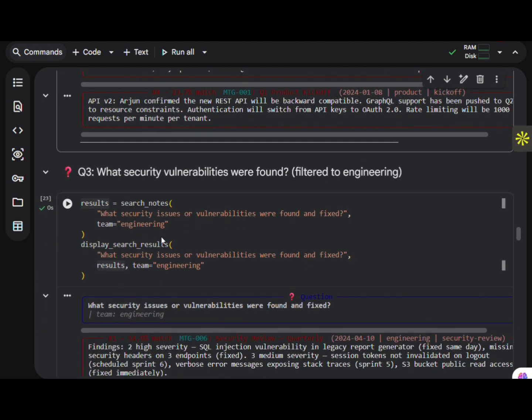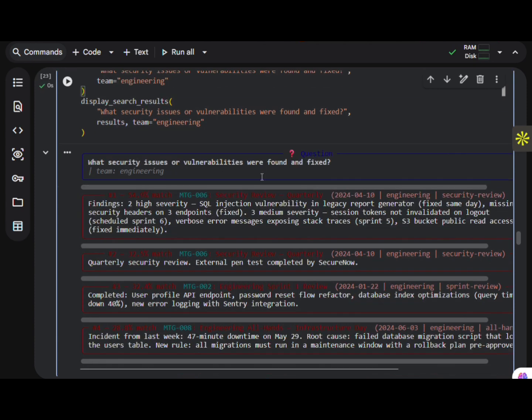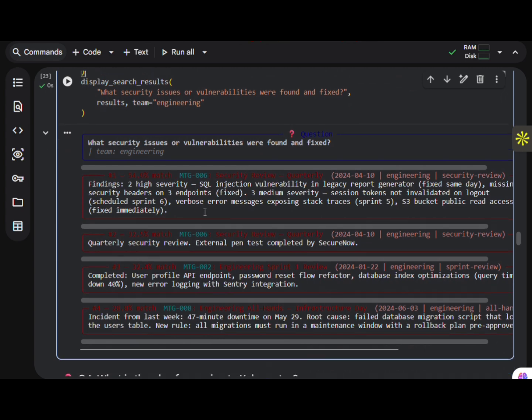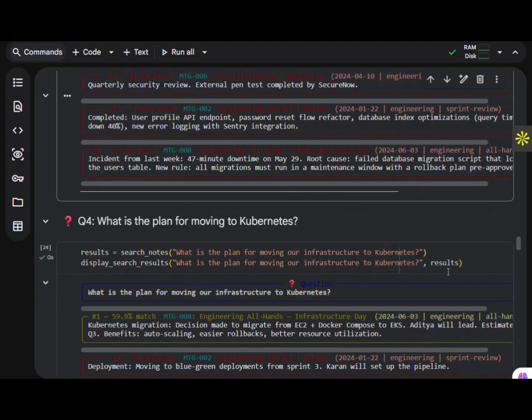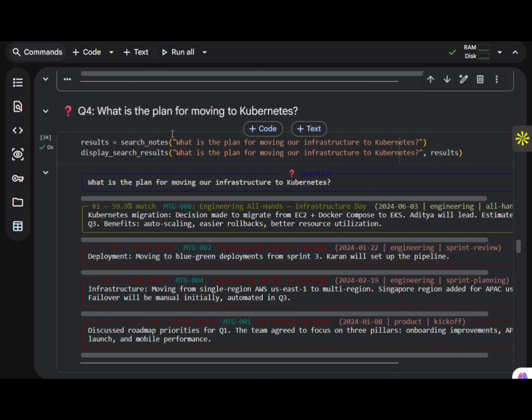So let's run this one, which I already did. The question was what security issues or vulnerabilities were found and fixed. As you can see, this is the highest match, high to high severity. SQL injection vulnerability in legacy. So these were the points which were talked about in the meeting. It actually picked them very precisely. This has got a very high percentage, as you can notice, right?